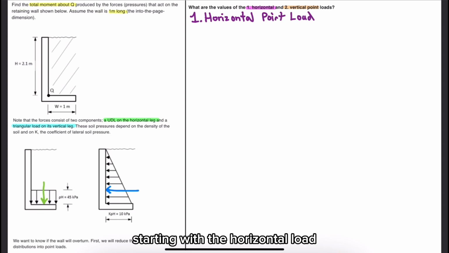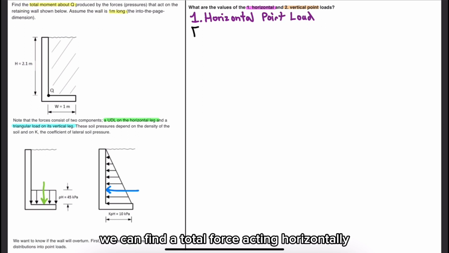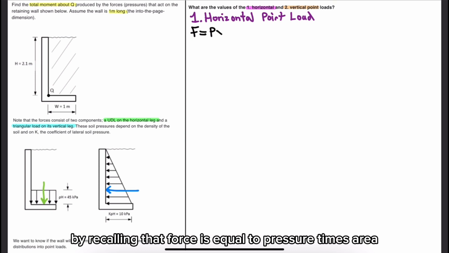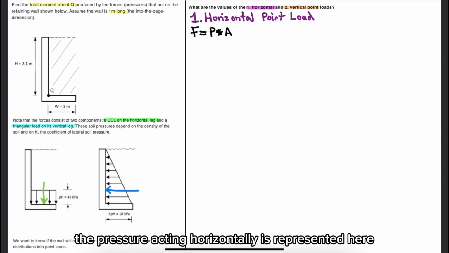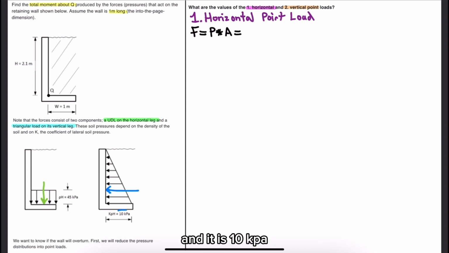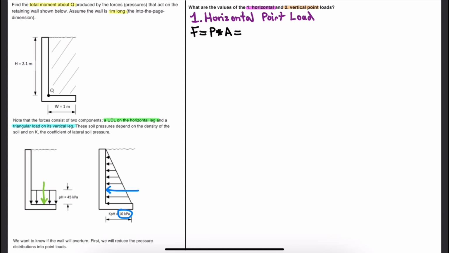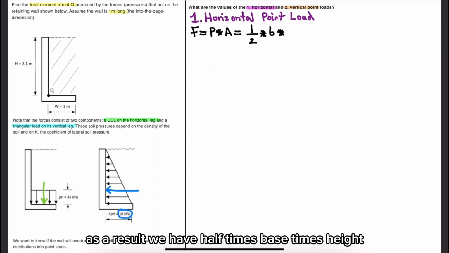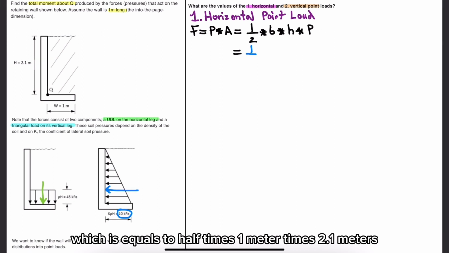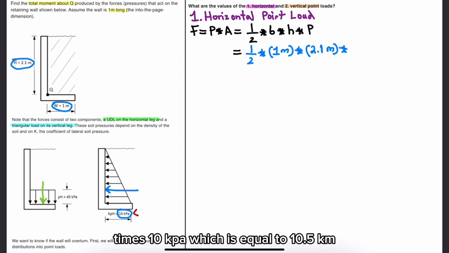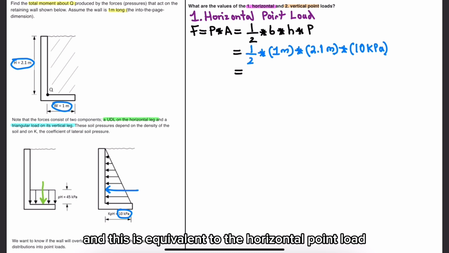Starting with our horizontal load, we can find the total force acting horizontally by recalling that force is equal to pressure times area. The pressure acting horizontally is represented here, and it is 10 kPa. The area can be found by considering that this load is showcased as a triangular distribution, which means the area of a triangle can be used. As a result, we have half times base times height times the pressure at the base, which is equal to half times 1 meter times 2.1 meters times 10 kPa, which is equal to 10.5 kilonewtons, and this is equivalent to the horizontal point load.